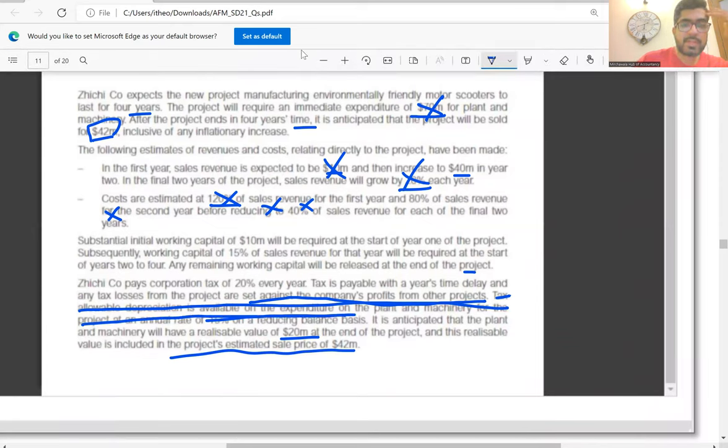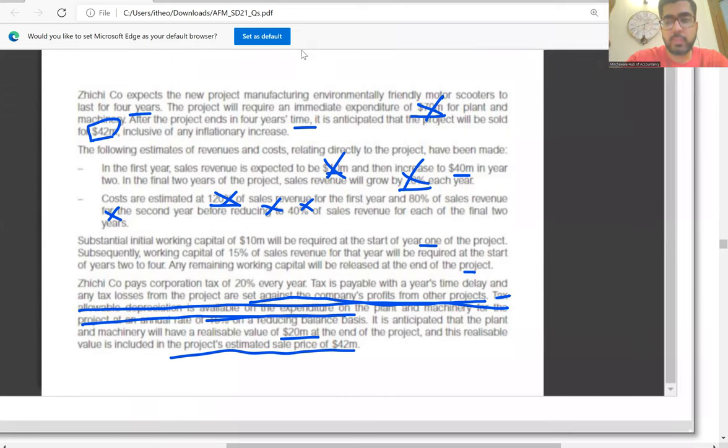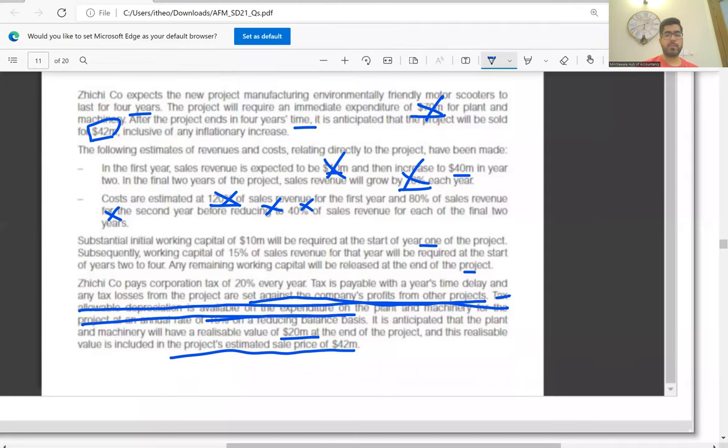Okay. So working capital investment recovery: working capital of 10 million will be required at the start of year one, and then subsequently working capital of 15% of revenue for that year will be required at the start of year 2 to 4. We all know our paper is 3 days more to go. So start of year one means you need to put it in zero. And then 15% of revenue for that year will be required at the start of year 2 to 4. Any working capital will be released. So at the start of year one, you need 10 million.